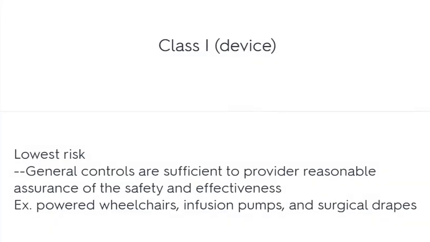Class I. Lowest risk. General controls are sufficient to provide a reasonable assurance of the safety and effectiveness. Examples: powered wheelchairs, infusion pumps, and surgical drapes.